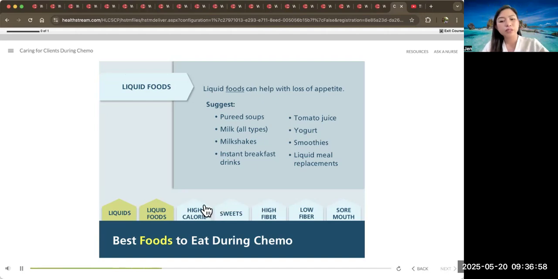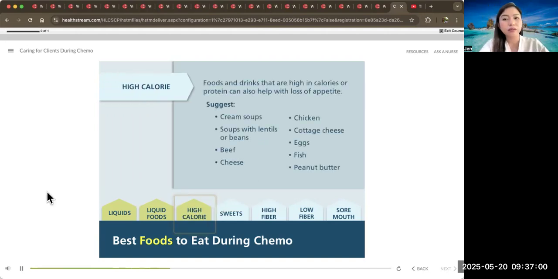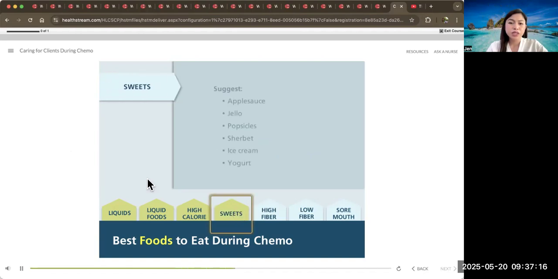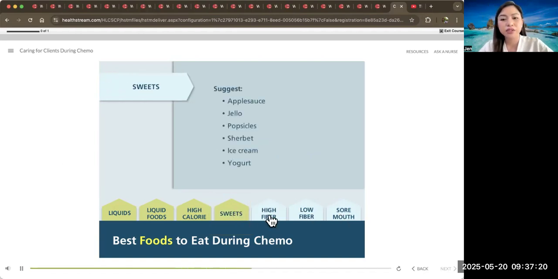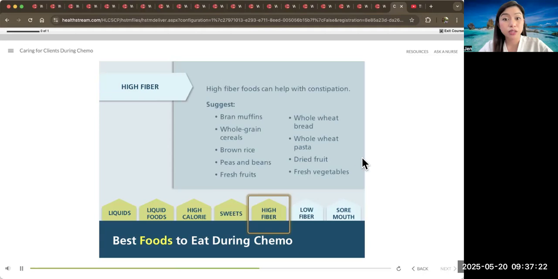liquid meal replacements. High calorie foods and drinks that are high in calories or protein can also help with loss of appetite, such as cream soups with lentils or beans, beef, cheese, chicken, cottage cheese, eggs, fish, peanut butter. Sweets, such as applesauce, jello, popsicle, sorbet, ice cream, yogurt.